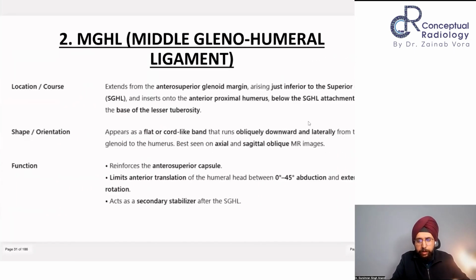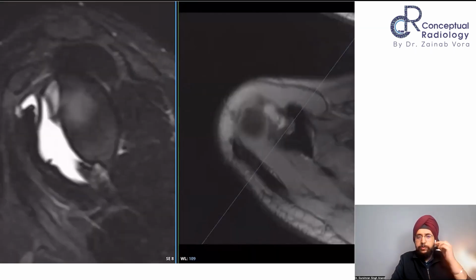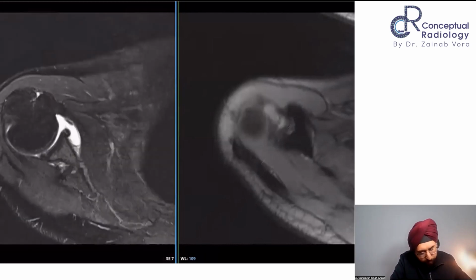So before moving on to the middle glenohumeral ligament, okay, let us first see one case. This is the case of recurrent shoulder dislocation. So I'm just purposely showing you this.